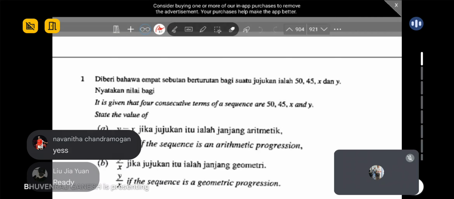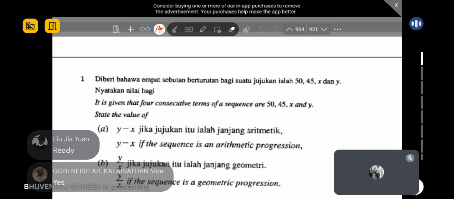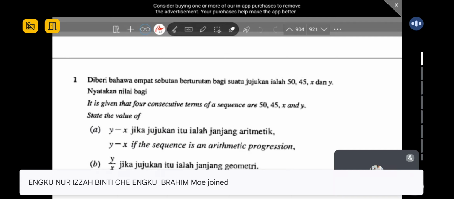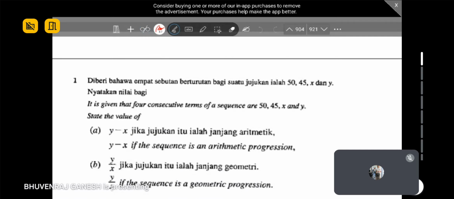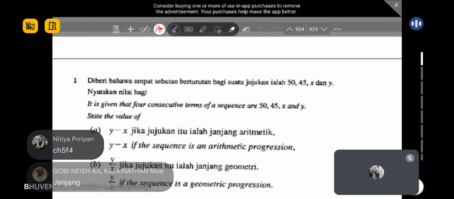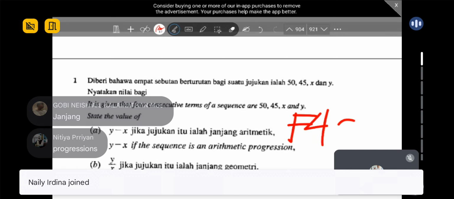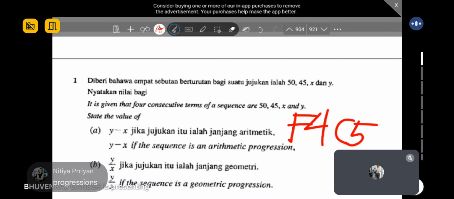Okay. All right, so guys, this is your first question in SPM 2023 Maths Paper 1. Soalan pertama. So guys, what chapter is this? May I know what form, what topic? Tingkatan berapa? Yes, this is progression, guys. Your Form 4, Chapter 5. Okay, bab janjang. All right?